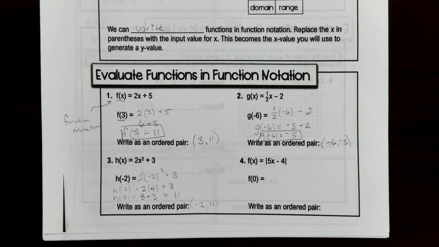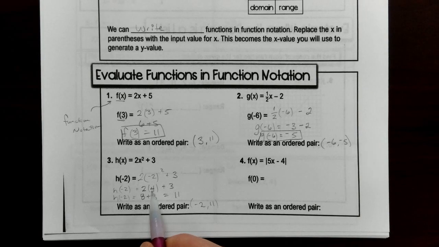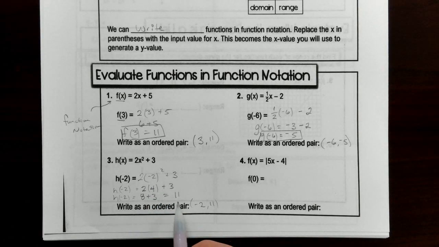Negative 2 times negative 2 is a positive 4. A negative times a negative is a positive. So now I've got 4, and then I've still got a 2 outside. So 4 times 2 is 8. You still got a plus 3 over here.